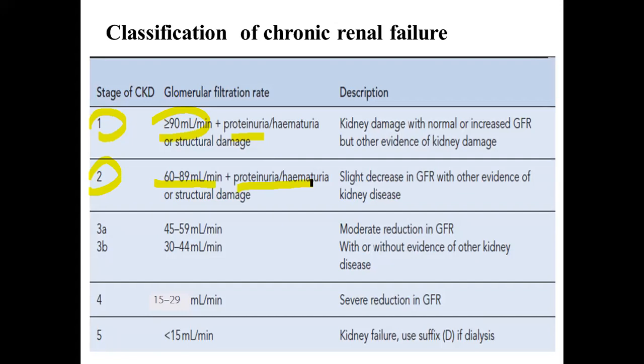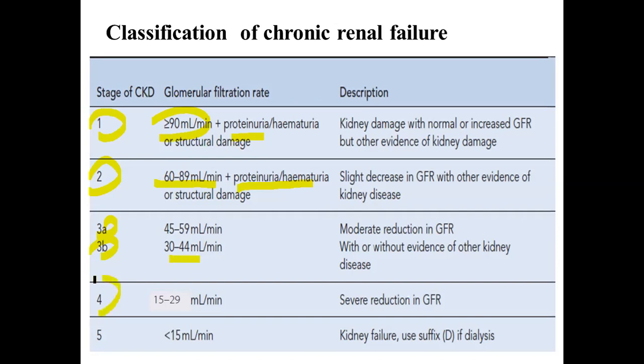Then stage three actually has 3A and 3B. As I mentioned even in the previous lesson, if the GFR is less than 60, without having any structural damage or irrespective of the causes, we can say the patient is having chronic kidney disease. So 45 to 59 is 3A and 3B is between 30 to 44. Remember, as the stage increases, the complications of renal failure will be very high.